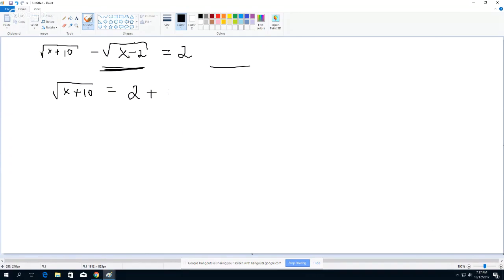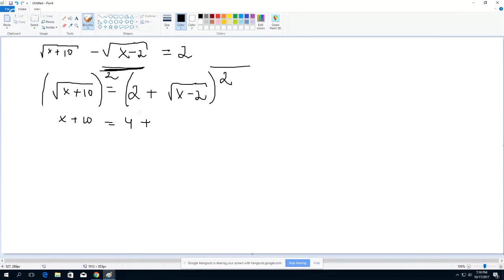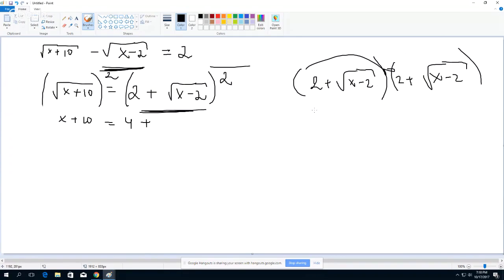So it would be 2 plus the square root of x minus 2. Okay. And do you square both sides? Yes, now we're raising both sides to the second power. And so what will we get? Then we'll have x plus 10 equals (2 plus the square root of x minus 2) squared. So this you need to FOIL. This is the same as 2 plus the square root of x minus 2 times the same thing, so you would need to distribute it. Or you could use the same formula I showed you before, (a plus b) squared equals a squared plus 2ab plus b squared. Let's use this formula because it's easier.